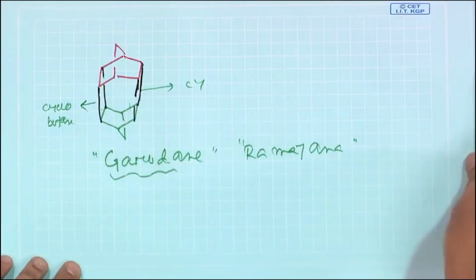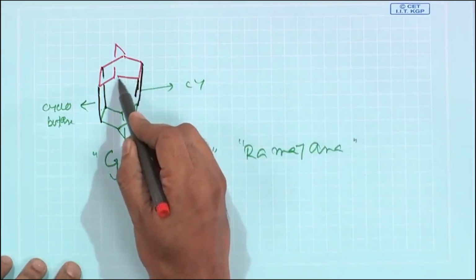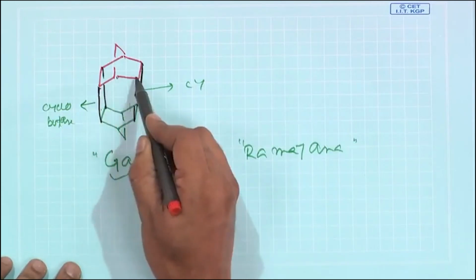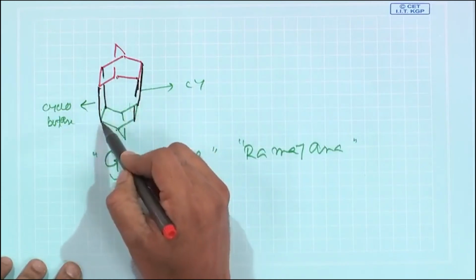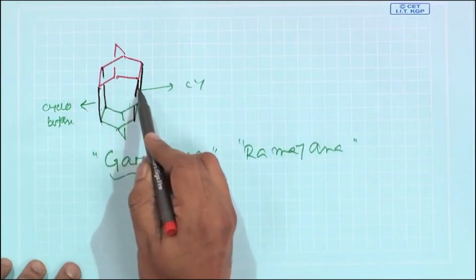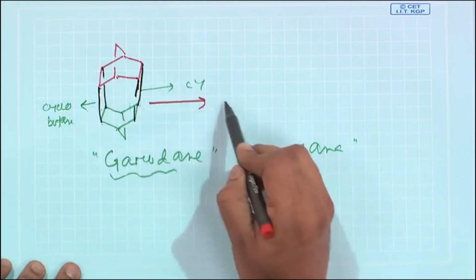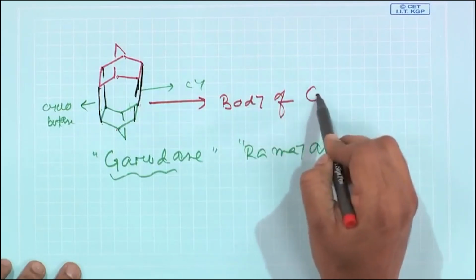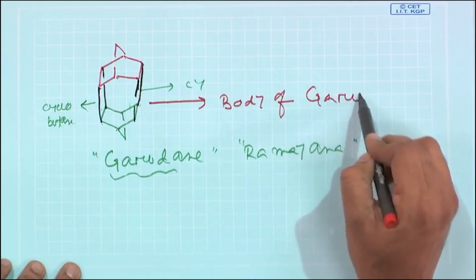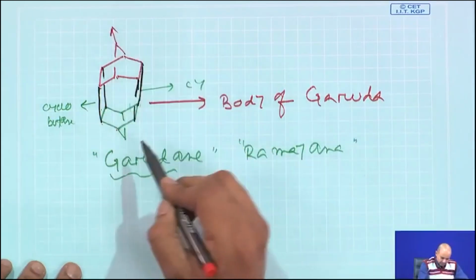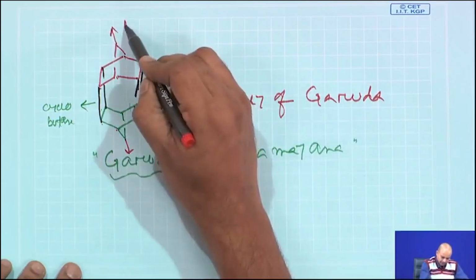Now, the entire part of this, this top cyclohexane ring, this 1, 2, 3, 4, 5, 6, and the back side, is considered as the body of the Garud. So, this part is the body of the Garud, or body of the Garuda god, and these particular things, this and this, are considered as the wings.